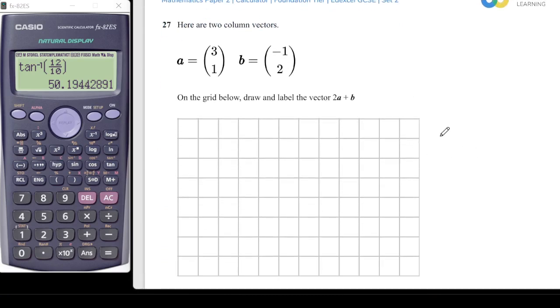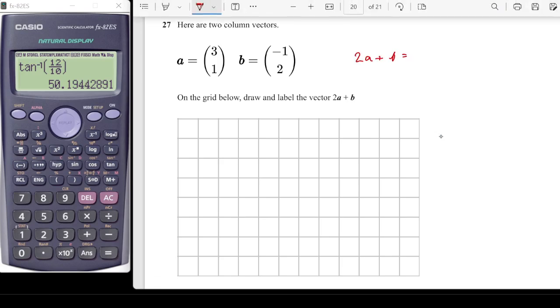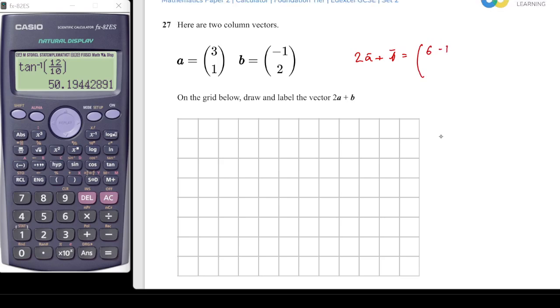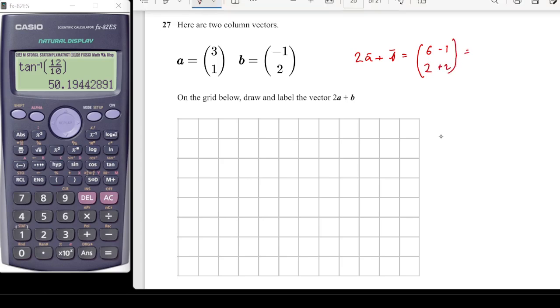Okay, here are 2 column vectors on the grid. Draw and label the vector 2a plus b. Okay, so if we go straight from the columns, 2a plus b would be equal to 2 lots of a would be 6, and then plus b would be minus 1 over 2 lots of a, which would be 2 plus 2. So we're going to be drawing the vector of 5, 4.